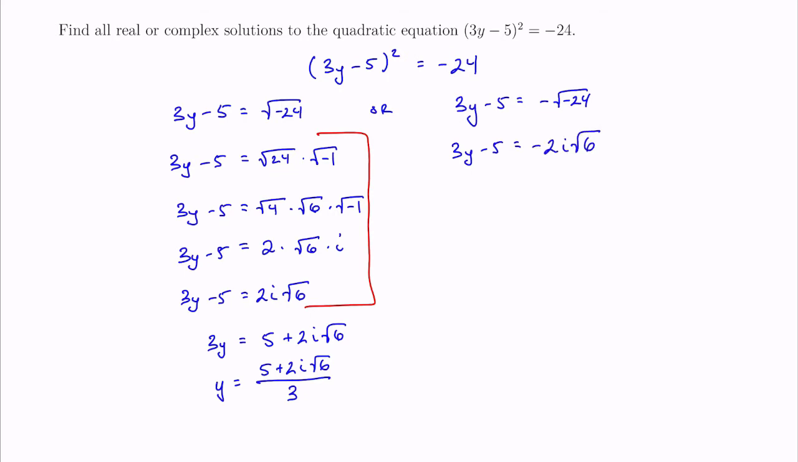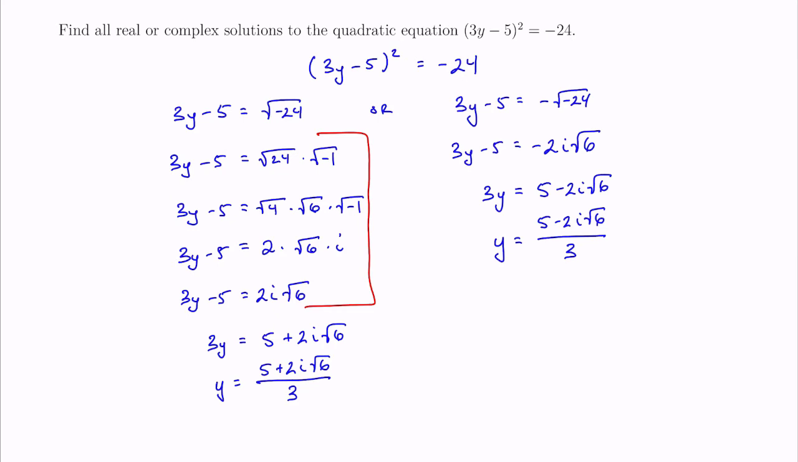And we'll have similar steps here to also perform to finish solving this equation for y. We need to add 5 to both sides of the equation, so 3y will equal 5 minus 2i root 6. And then we'll divide both sides of the equation by 3 to isolate the y completely. So y will equal the quantity 5 minus 2i root 6 all over 3.